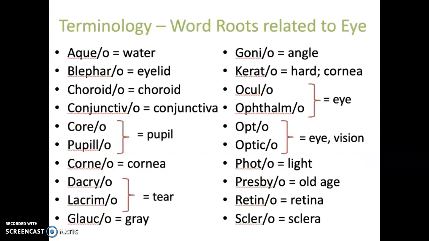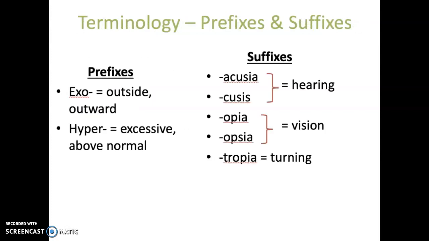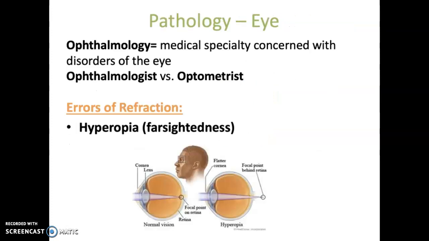Okay, and then here you have several word roots and combining forms that are related to the eye. Here are some related to the ear, and also some prefixes and suffixes that are commonly used to refer to hearing and vision and equilibrium. All right, so now some of the pathology related to the eye.